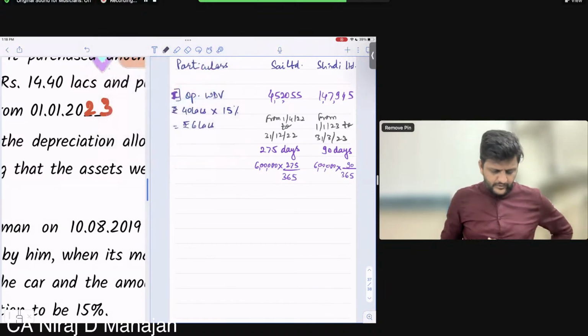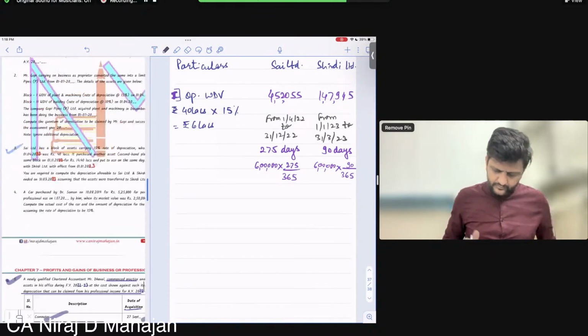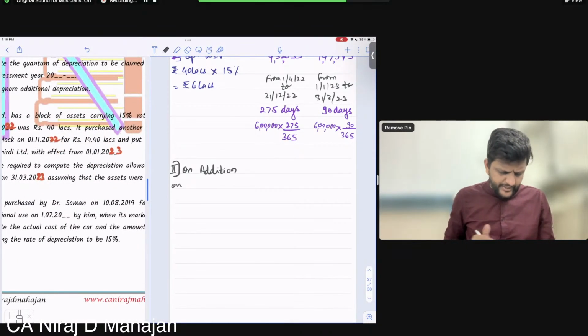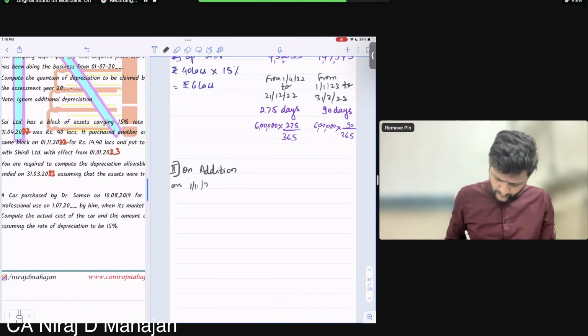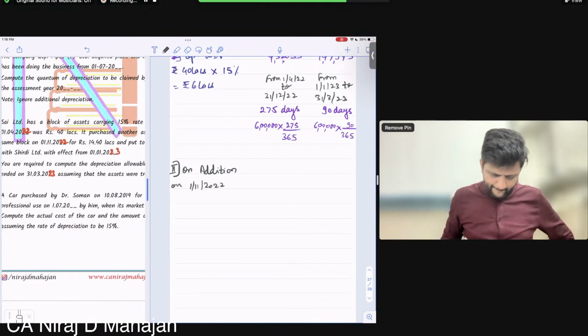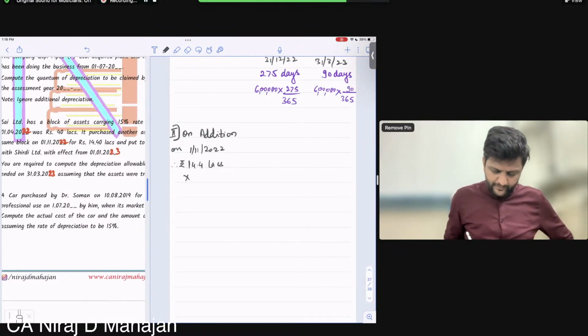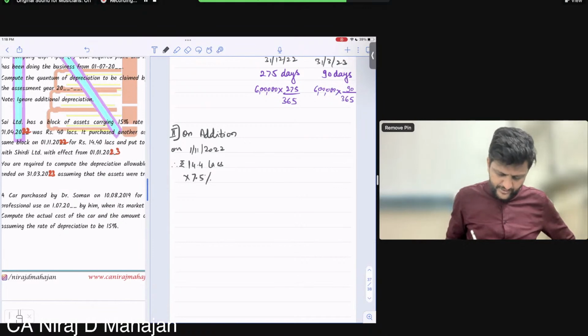Second, on additions, when is the addition, children? 1/11/22. Therefore, how much was it purchased for? 14.4 lakhs into 7.5%. Correct, everybody? Half depreciation only, no?